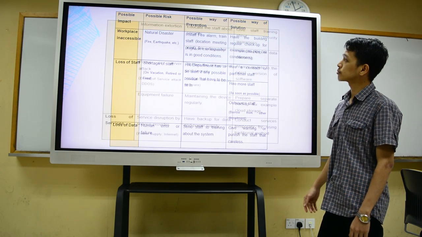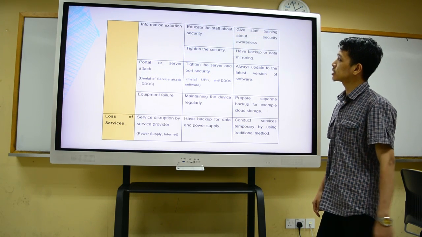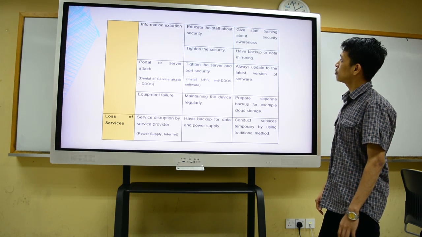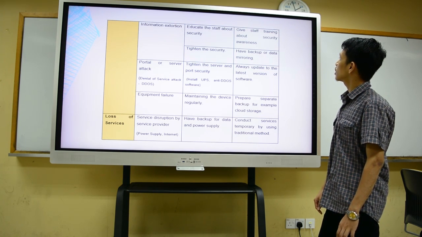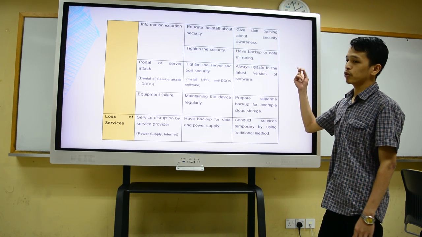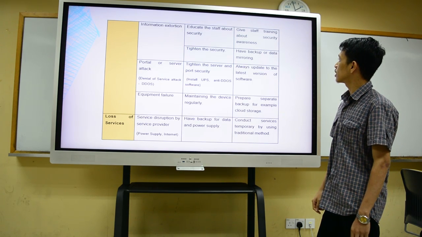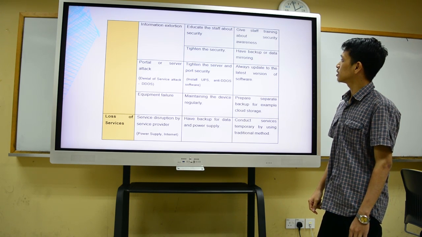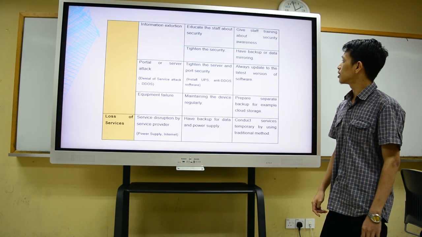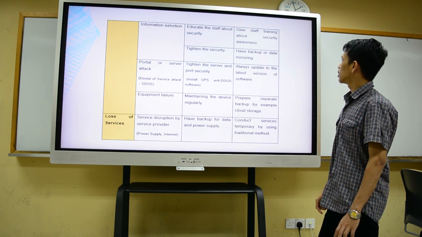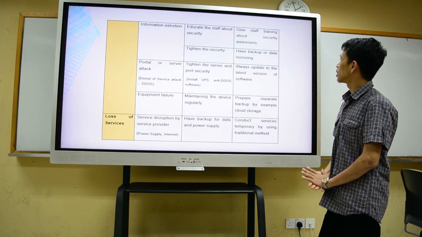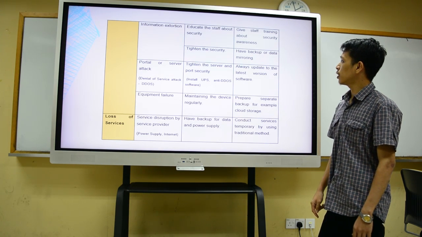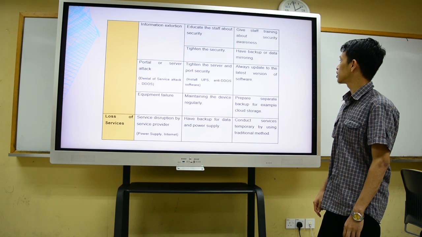Okay, next is information extortion. First, educate the staff about security. Then give the staff training about security awareness. This is important because we don't want to lose the data, because a lot of data is important. Then tighten the security. Then have backup or data mirror. Backup is important because we don't know what will happen in the future.